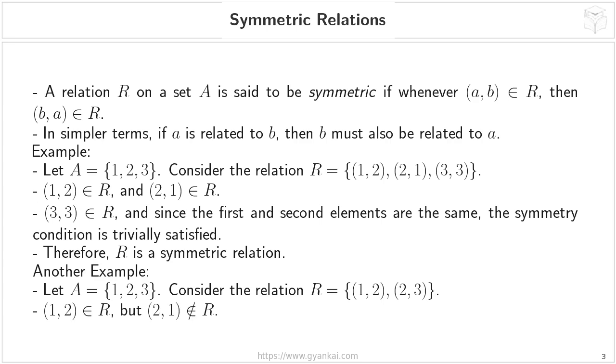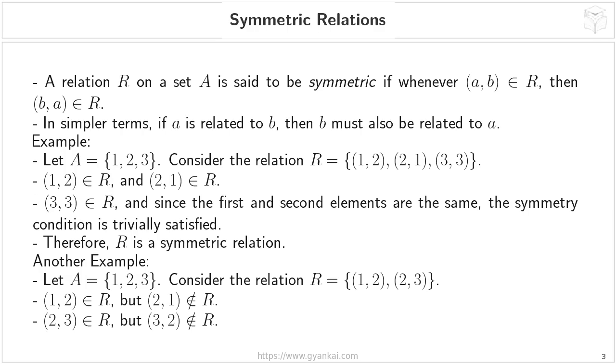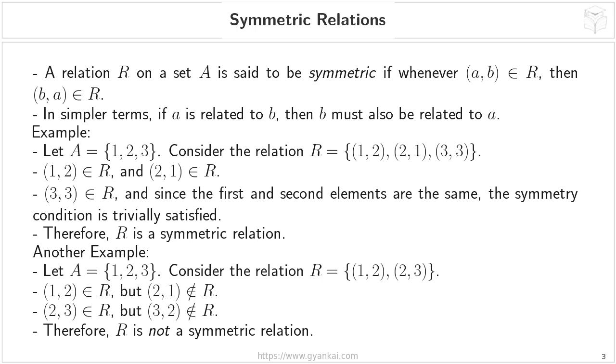Now let's check for symmetry. We have (1, 2) in R, but if we look for (2, 1) in R, it's not there. Similarly, (2, 3) is in R, but (3, 2) is not. Since we find ordered pairs where the reverse is missing from the relation, we can conclude that R is not a symmetric relation.